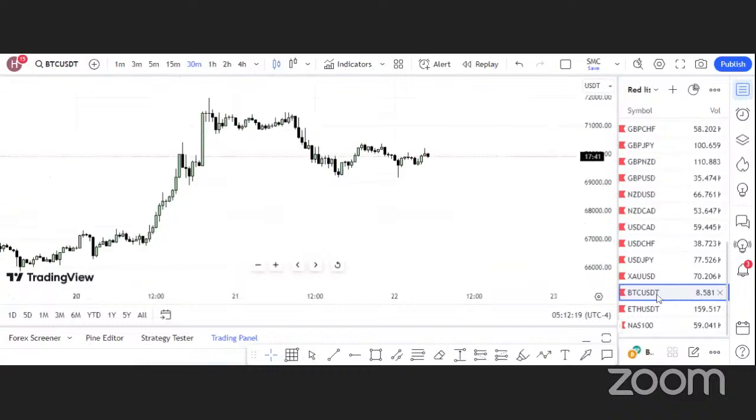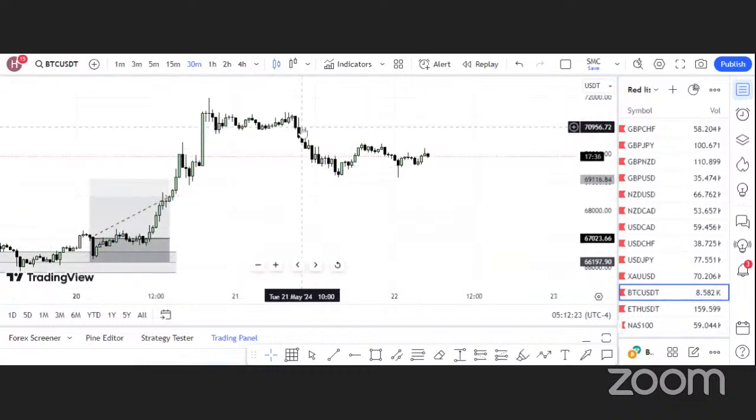All right, so let's go to another instrument to make analysis on. So we are currently on BTC USDT.